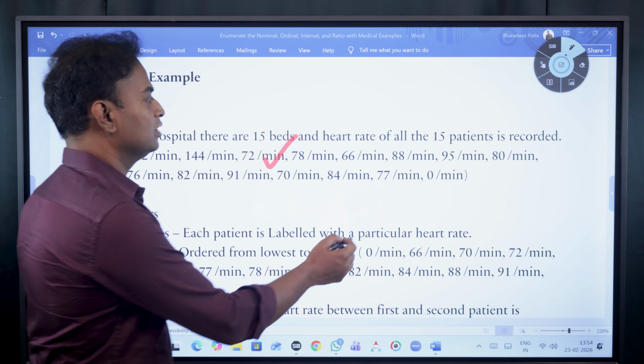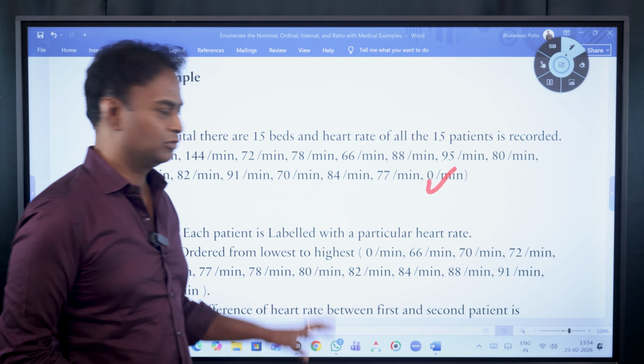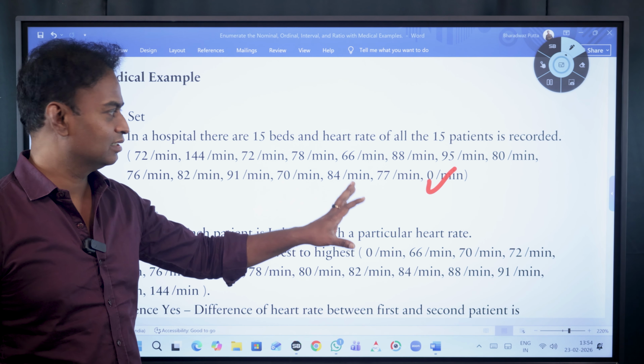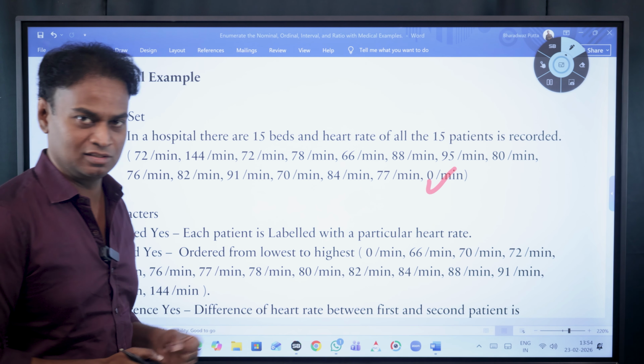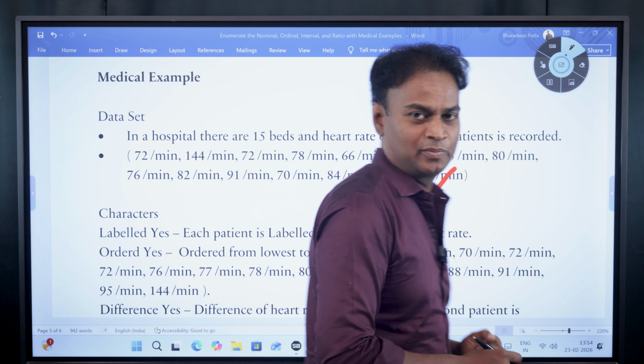You observe here, right? There is one patient with heart rate 0. If you are intelligent, let me know why the heart rate for this patient is 0. I have seen patients where heart rate is 0. If you have seen, just comment who is that patient.